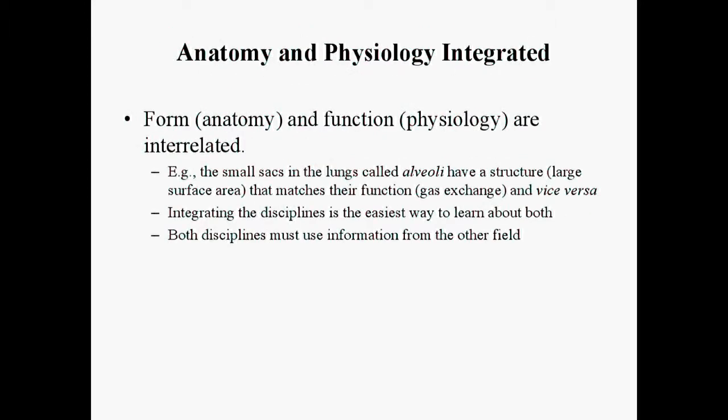Don't forget that anatomy and physiology are interrelated. They cannot be separated. As an example, if you were to examine the alveoli of the lungs, you would notice that their structure is such that they have a thin outer wall. And this thin outer wall promotes gas exchange. It promotes the exchange of carbon dioxide and oxygen between the alveoli and the blood.